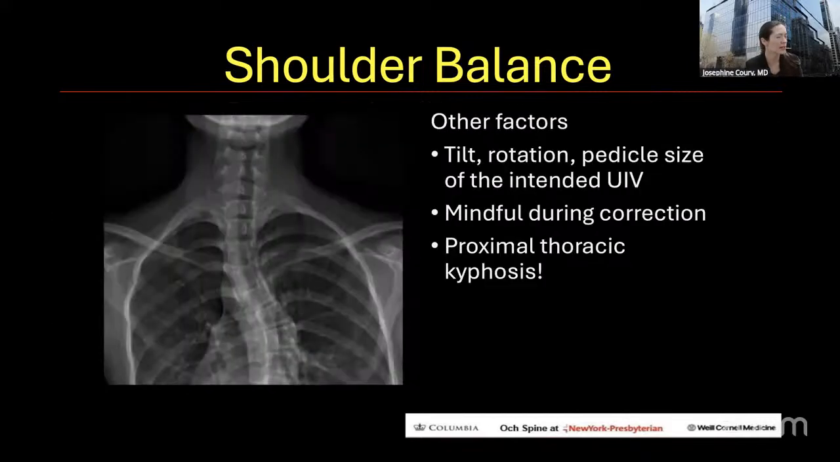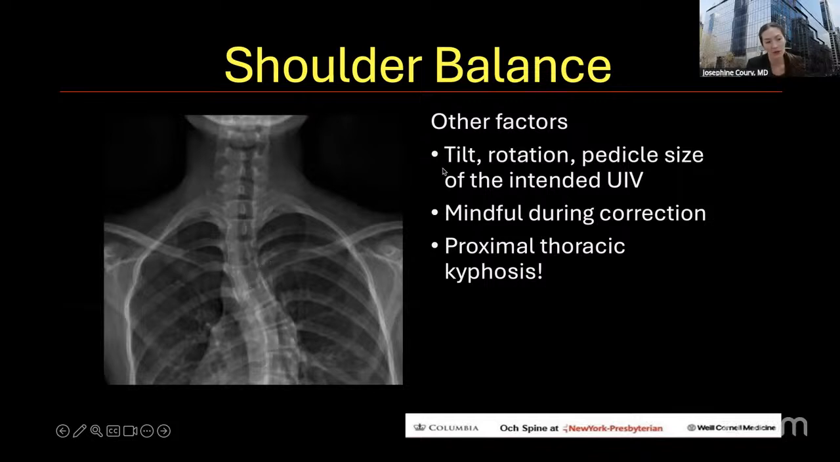So there are a couple of other things to pay attention to with shoulder balance. Looking at the individual vertebral bodies on the coronal films, it's important to note that in this patient, they have a lot of tilt at their T4. So even though the right shoulder might be a little bit high, T4 might not be the best UIV because of how tilted and rotated it is.